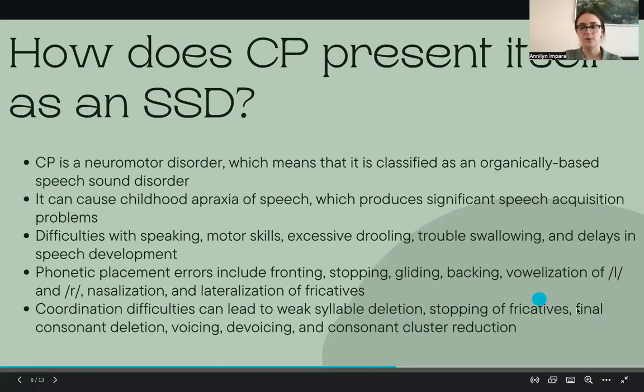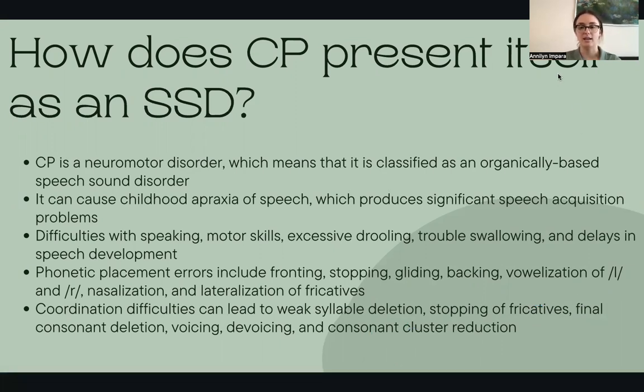Some of the phonetic errors include fronting, stopping, gliding, backing, the vowelization of L and R, nasalization, and lateralization of fricatives. Some of these other errors are from coordination difficulties that can lead to weak syllable deletion, stopping of fricatives, final consonant deletion, voicing, devoicing, and consonant cluster reduction.